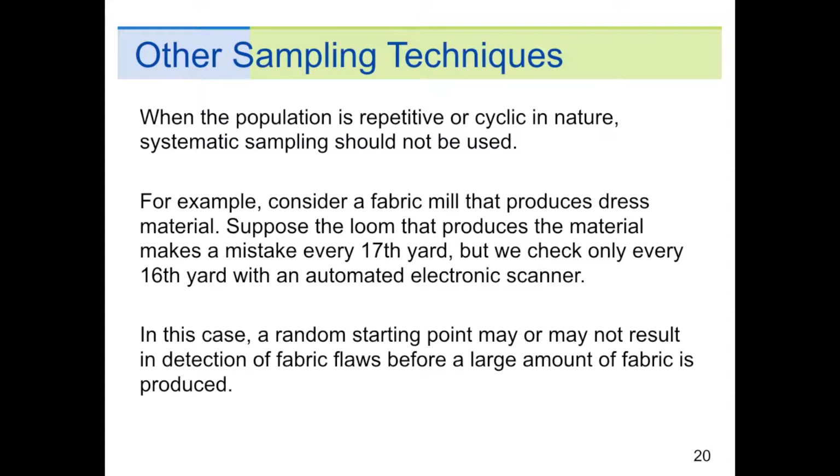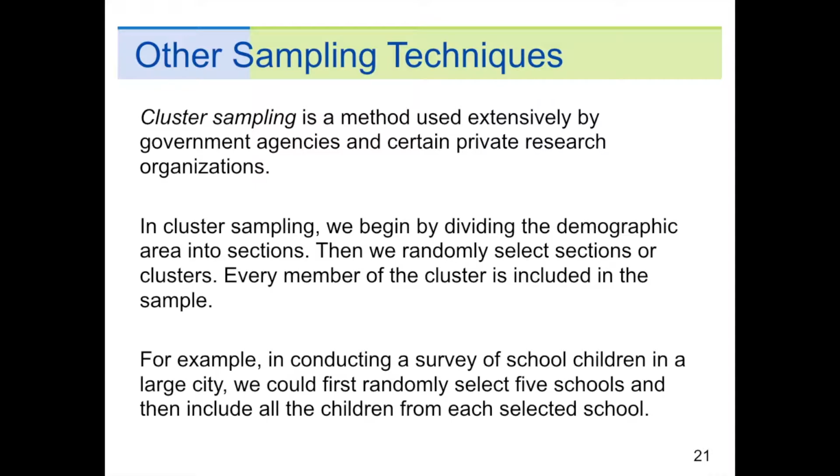However, it actually did make a mistake 1 out of 17 times. So that's why in this case, a simple random sample would be much better. Another sampling technique is cluster sampling. It's a method used extensively by government agencies and certain private research organizations.